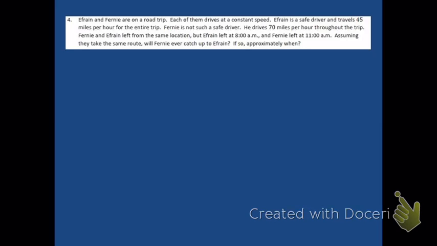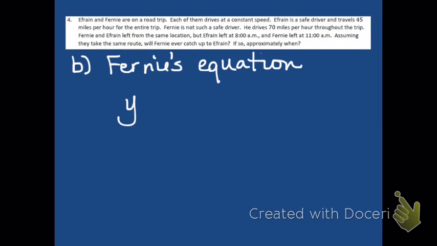Okay, so part B asks us to find Fernie's equation for this trip. His is a little bit easier because he doesn't get a head start. So for Fernie's equation, y is, again, the distance traveled, and that's going to equal his rate, 70 miles per hour, times the number of hours that he travels. And that's it, just y equals 70x. So if he travels for 3 hours, he's gone 210 miles.